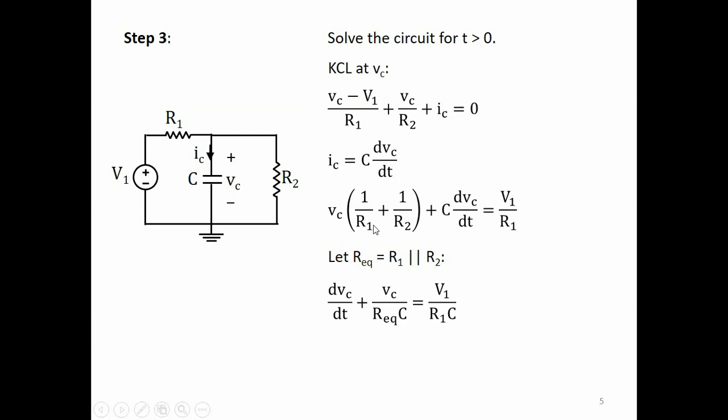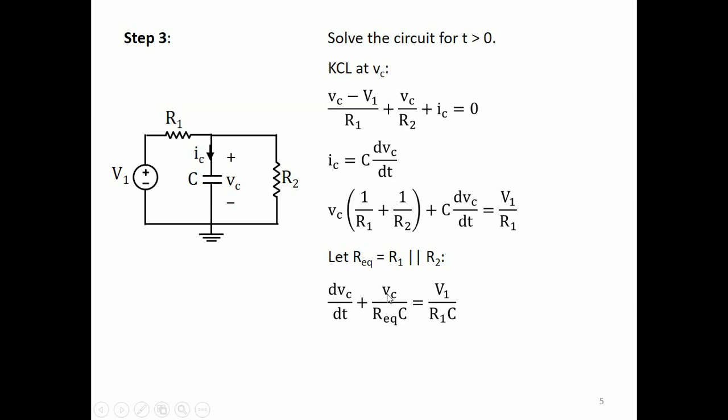And then defining this 1 by R1 plus 1 by R2 as some equivalent resistance Req, we can write this equation as dVc/dt plus Vc by (Req times C) equal to V1 by R1C. Alright, so this is the equation for Vc and we have to solve this equation.